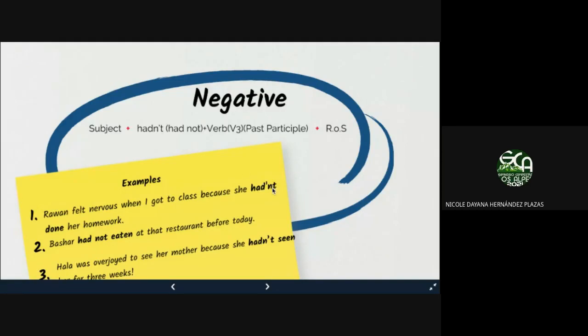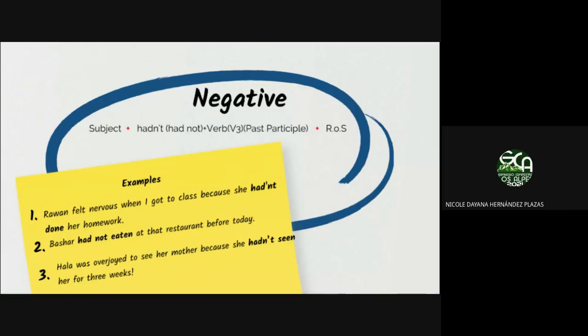Entonces, siempre el apóstrofe va a ir en el lugar de la O. Pilas con eso, ¿ok? So, my dears, Rowan felt nervous when I got to class because he hadn't done her homework. Sorry, she hadn't done her homework.